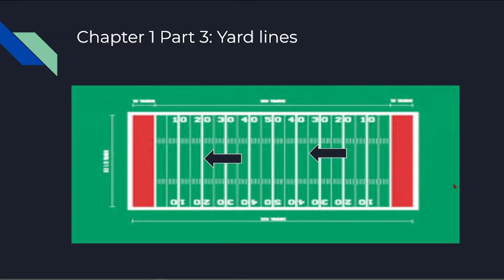Yard lines. So you have the 10, 20 to 50. Since it's a 100-yard field, 50 is at the middle. Then it goes down back to 0. Right before the end zone, that is what is the 0, or 1-yard line, whatever you would like to call it.